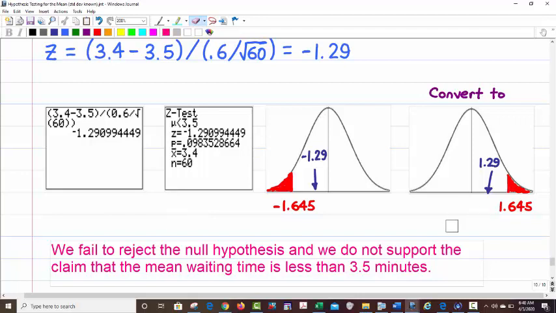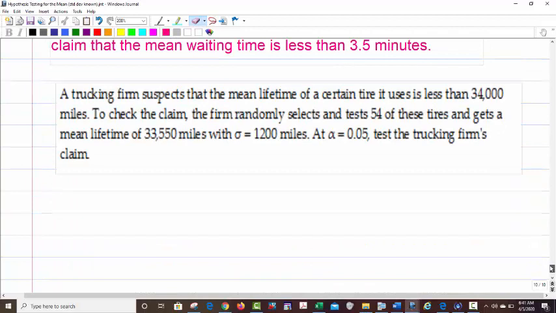So we fail to reject the null hypothesis, which means we do not support the claim that the mean waiting time is less than 3.5 minutes, because we would have had to reject the null, like I said earlier. And just for grins, here's the p-value, 0.98, which is greater than 0.05, so that also means fail to reject. So either way, we would fail to reject.